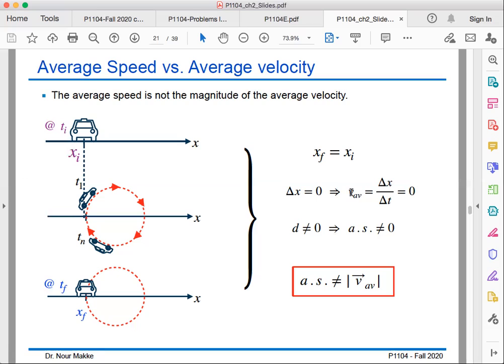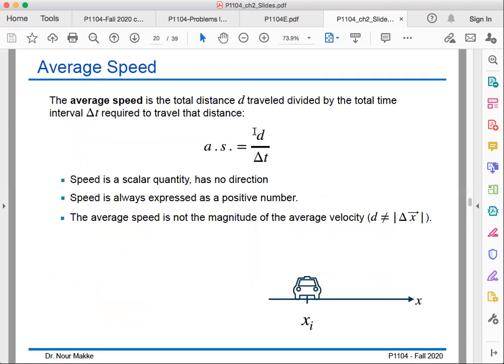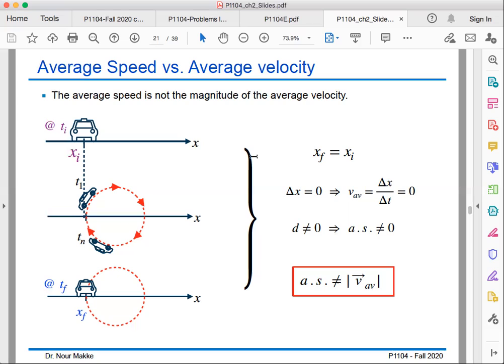And that means that the average velocity, defined by the ratio between delta x and delta t, is also equal to 0. However, what about the average speed in this case? Let's have a look. The average speed, as we have seen, is defined as the ratio between the distance traveled by the object and the time interval. Here, between time t initial and time t final, the car has traveled the circumference of this circular path. So the distance traveled is different than 0, even though x initial is equal to x final. And that means that obviously the average speed is different than 0.